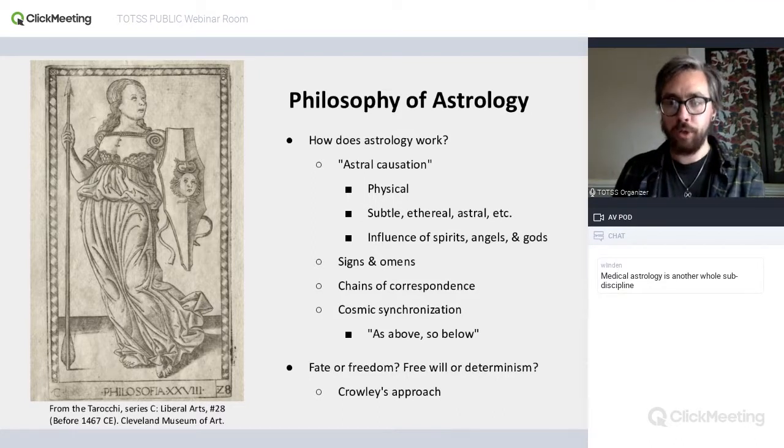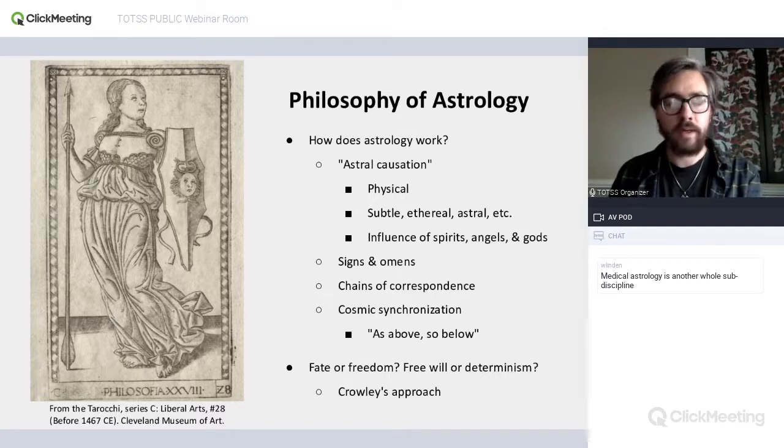And so in general, there's two main schools of thought here. The first is what's called astral causation, the idea that the planets or stars or signs are actually causes. Certain things happen in the sky, the planets move into a certain sign or are in a certain house, or planets form a certain aspect or relationship to each other, and that causes things to happen. And so this is what's known as astral causation. And so there's a few different ways that this can happen.